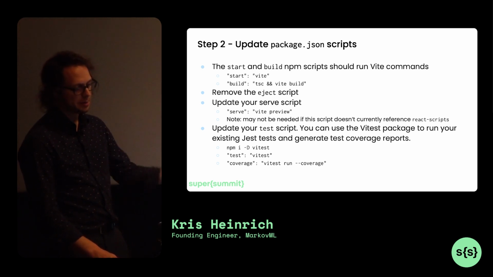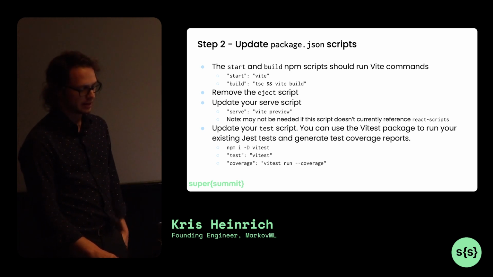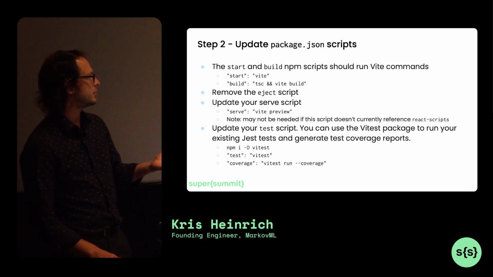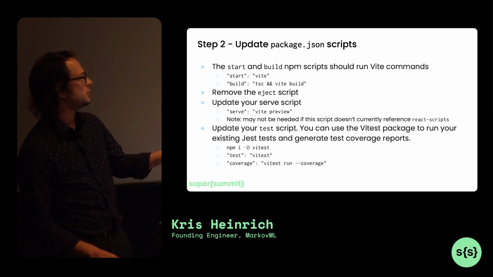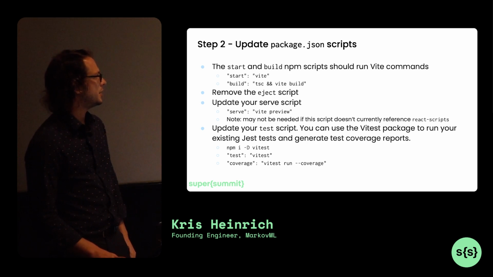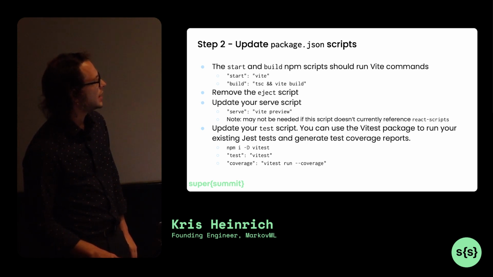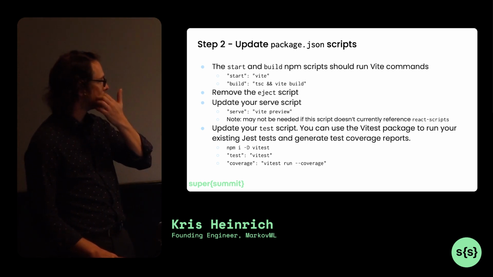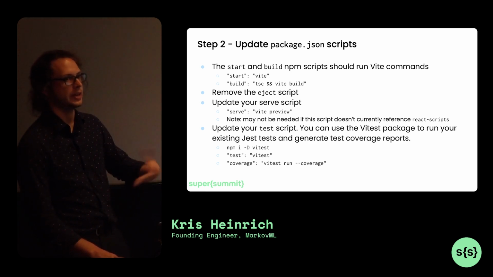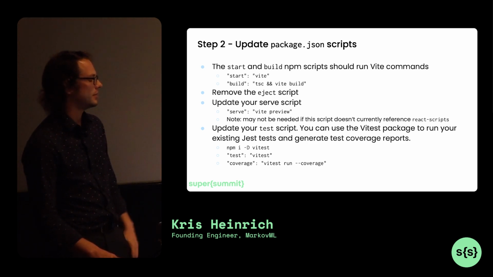If you're moving away from create React app, you won't need the eject script anymore, so you can remove that. And then the serve script, if you're using that, this may be something that create React app was referencing. So this would change now to just Vite preview. That would serve your bundle or serve your static asset. Yeah, so in Markov, we actually didn't need that change because we were using another package called serve already. It's, again, just to serve like the static asset that gets built.